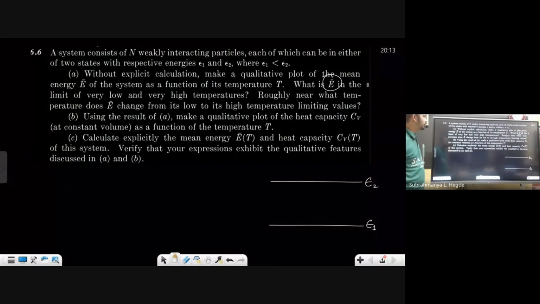Use the result of A to make a qualitative plot of heat capacity. What is heat capacity? That's a derivative of average energy, as a function of temperature. Then do the explicit calculation and compare. Verify that your expression exhibits the qualitative features of A and B. So let me start like this.